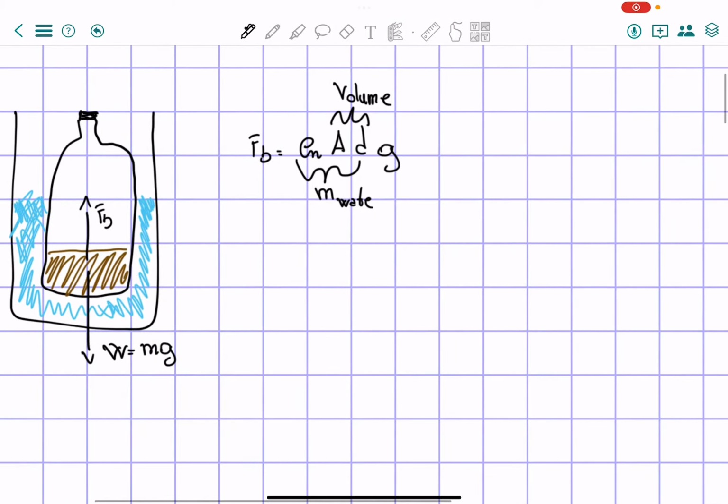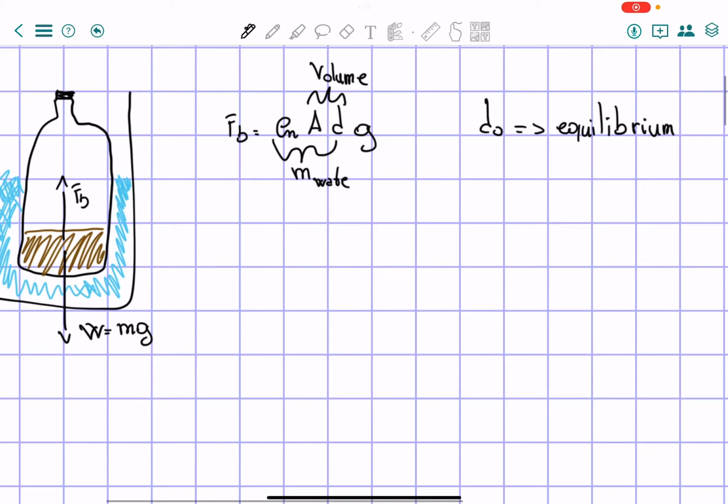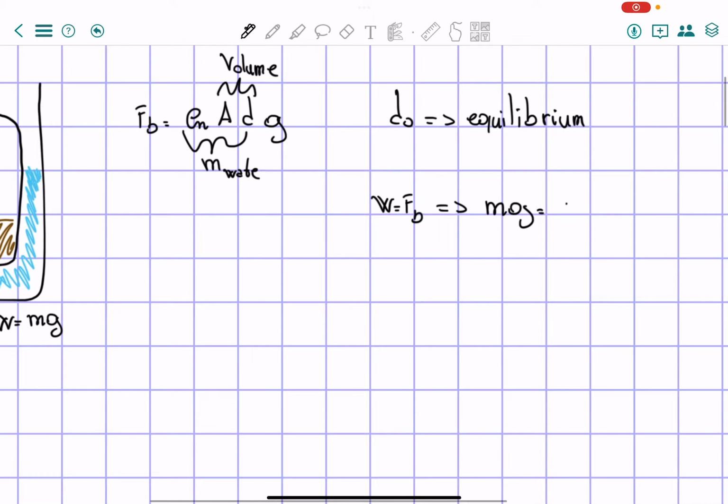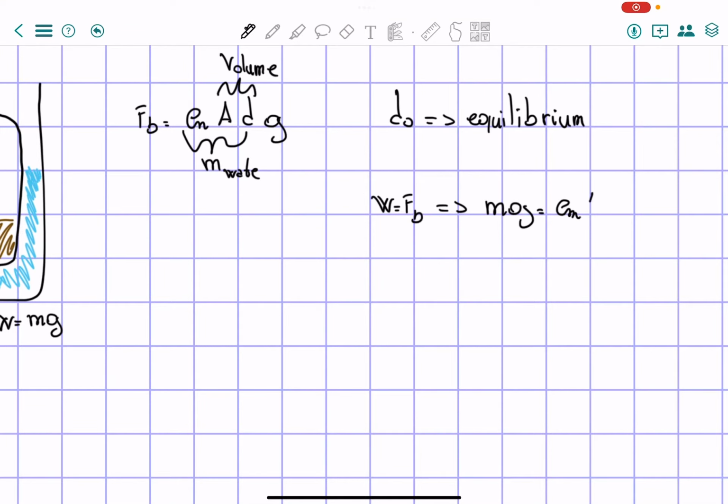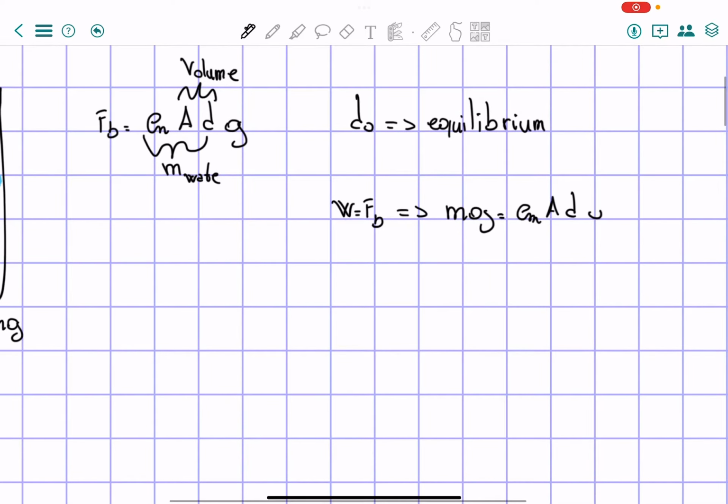So now we know that at d naught we have equilibrium. So it means that these two forces that we have, weight and buoyancy force, are equal to each other. Therefore, we have mg that is equal to the density of water times the area times the depth times the acceleration.